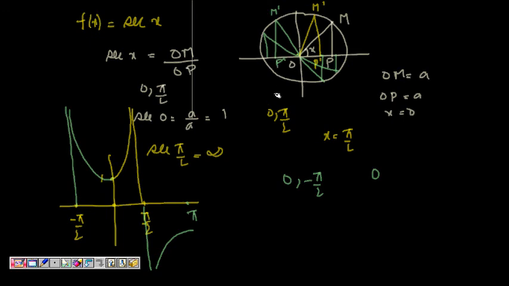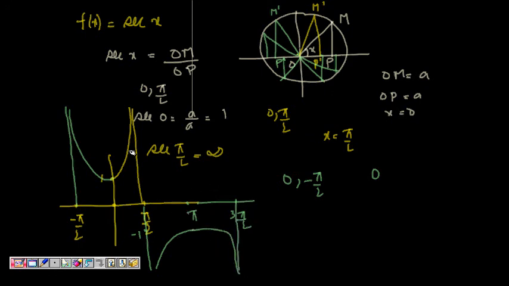And again from pi to 3 pi by 2, what will happen here? So this is -1, and OP is greatest in magnitude at pi, and then OP will be decreasing, and hence at 3 pi by 2 again it will go something like this.